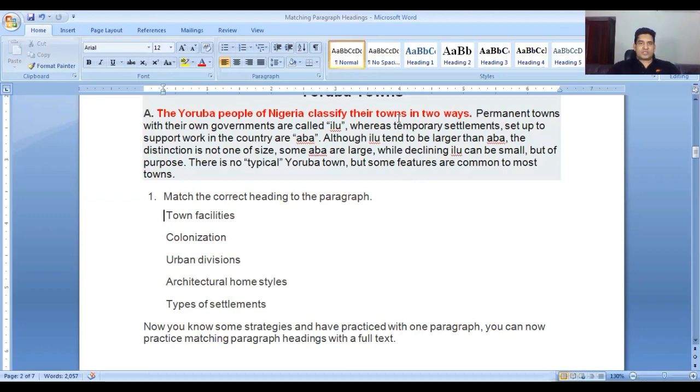I'll tell you this later, but keep in mind there is: the Yoruba people of Nigeria classify their towns into two ways. So town facilities are not present there. Colonization is not present there. Urban division, that might be an answer. Architectural home styles, that's not present there. Types of settlements, it might be the answer. So there is a tie between these two answers, urban division and types of settlements.